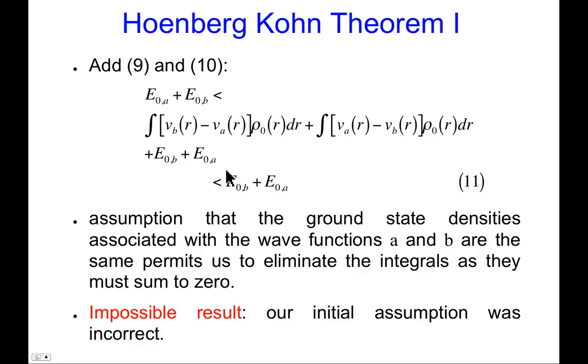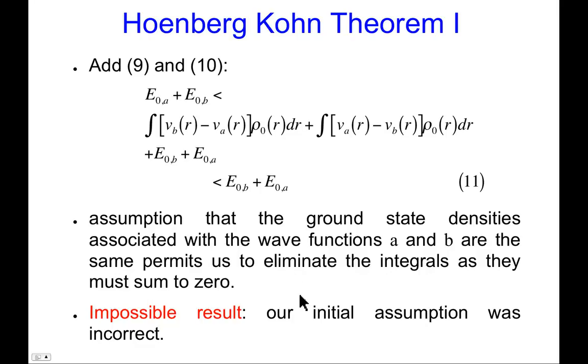You can't have that A plus B is less than A plus B. And as a result, the assumption must have been incorrect. That is, there is not a single density that is associated with both external potentials A and external potentials B. It was that assumption of a single density that allowed us to cancel these two expressions, right? Because it's the same density appearing in this integral with this difference of potentials. Had we not assumed the same density, everything up till now would have been fine, and this would not have canceled. But by making that assumption, we get this impossible result.